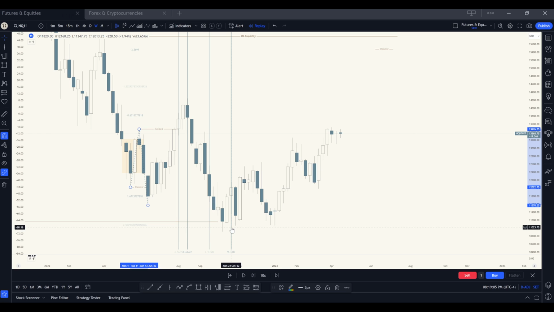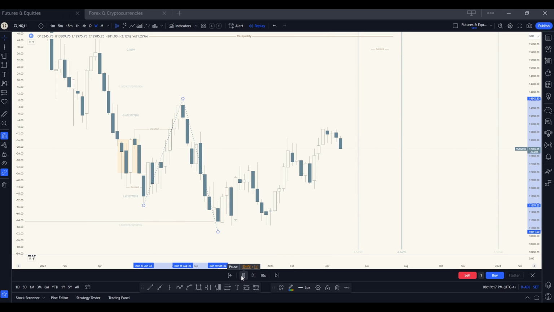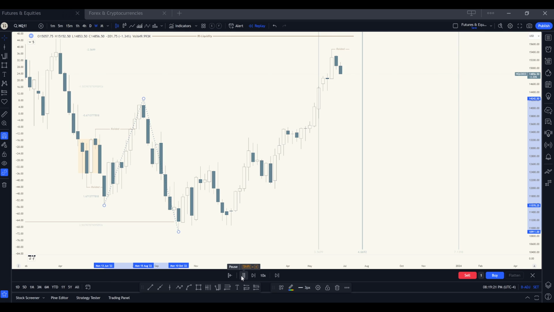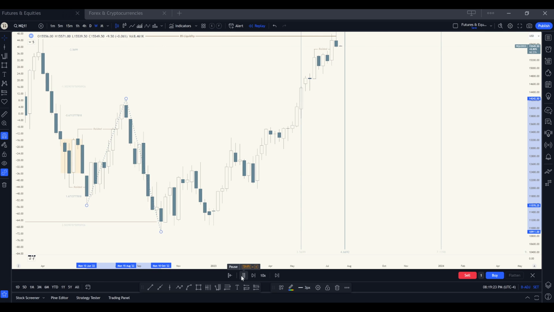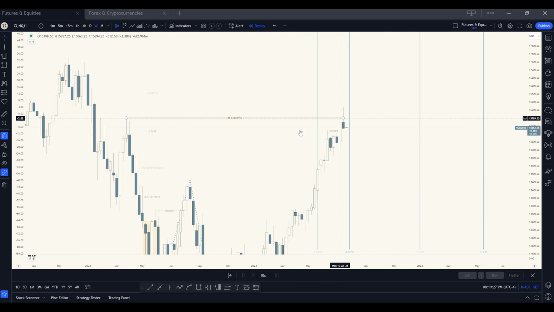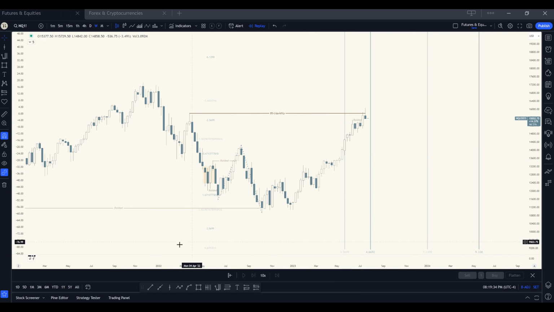But really, it's quite interesting because you could continue to do this. So I'm going to have it right there. And I wonder what's going to happen here. Well, what happened here was it raided our buy-side liquidity. That's what happened there, right?